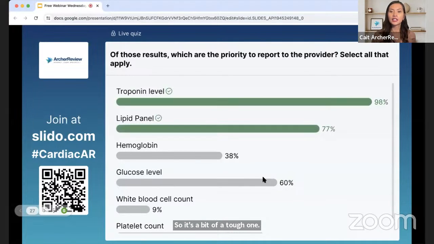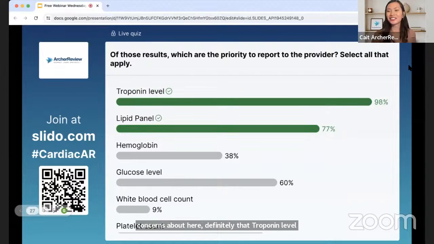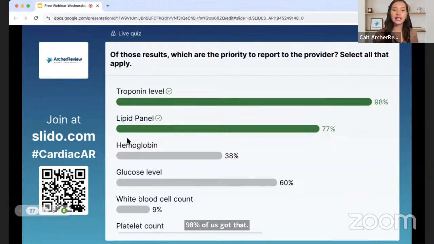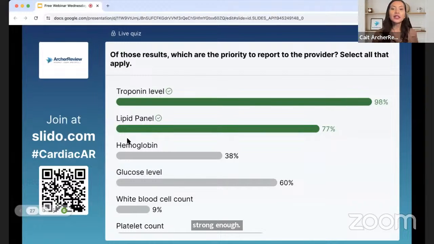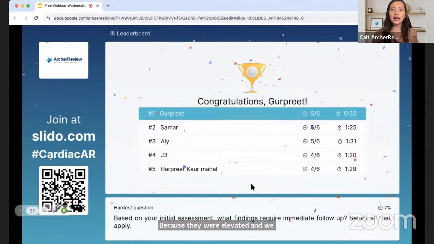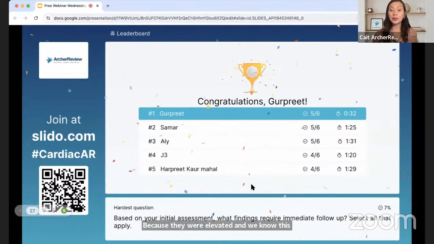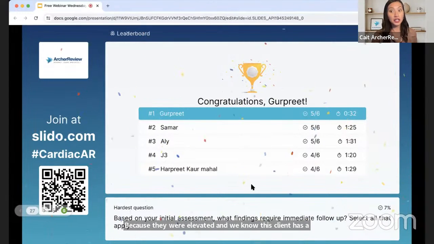Okay. So the ones we're concerned about here, definitely that troponin level. 98% of us got that. We know that because if that troponin is elevated, I'm worried about cell death, okay? Cell death is definitely a concern of the heart because it's not going to be able to produce cardiac contractility strong enough. It's not going to be able to conduct electricity well. Now, the lipids are also a concern for us here, because they were elevated. And we know this client has hyperlipidemia that's untreated, and that could be contributing to our client's symptoms.